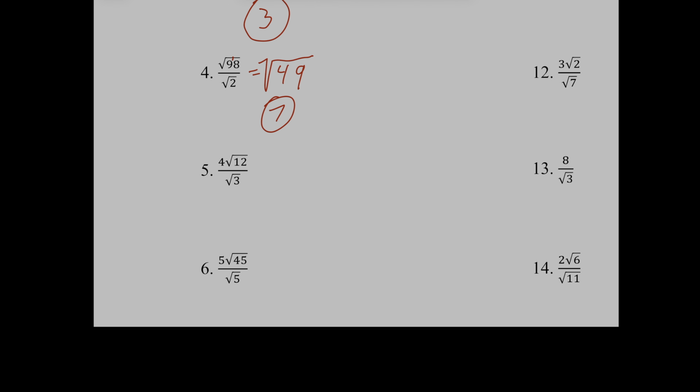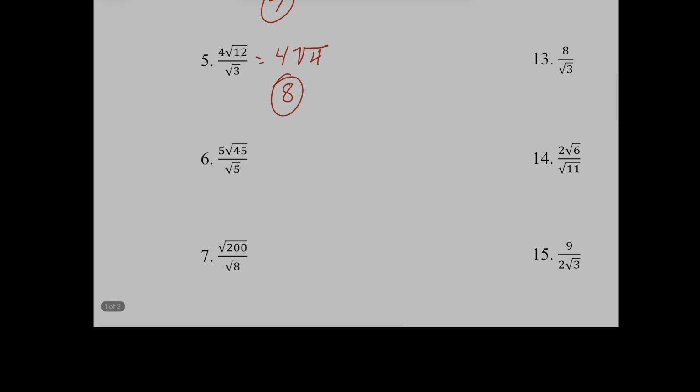Now, number 5. Now we start to get some outies. Okay, the 4 is not in play here at all. All I'm going to look at is the square root of 12 over the square root of 3. And the 4 has nobody to play with, so he just goes there. Square root of 4. Okay, and then of course the square root of 4 is 2. So I'm going to take the 2 with the 4, and it's going to become an 8.